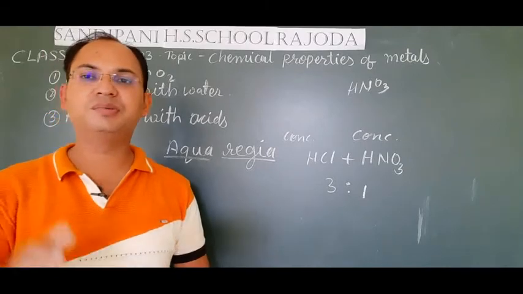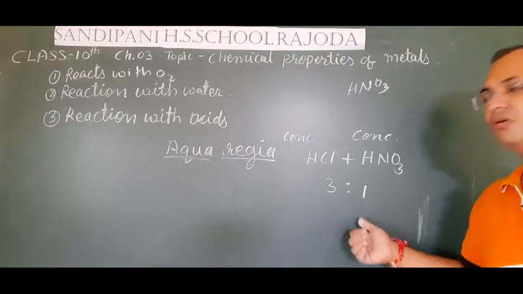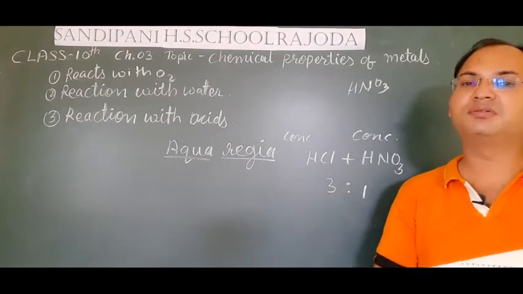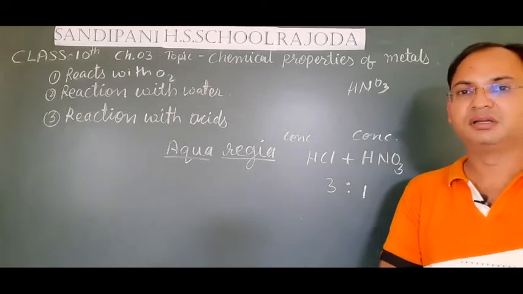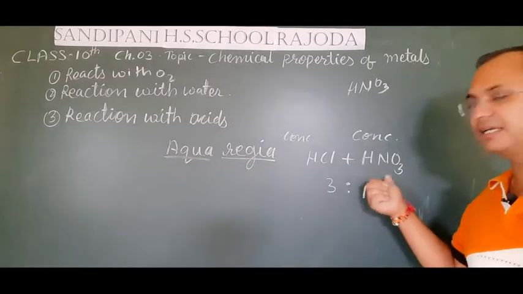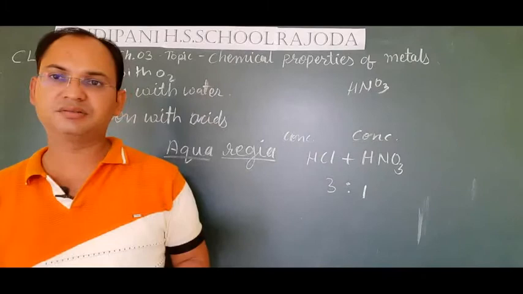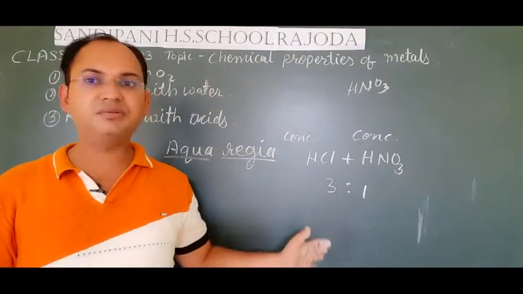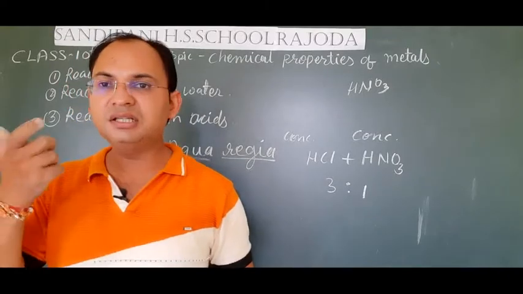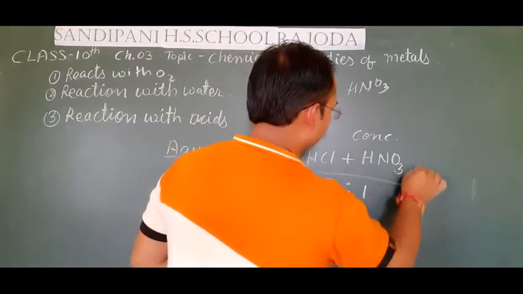And students, you will be surprised to know that this aqua regia can dissolve gold and platinum metal. It can react with gold and platinum metal. But neither hydrochloric acid nor nitric acid can separately react with these metals. But whenever they combine together, they can easily react with gold as well as platinum, which are the least reactive ones. So that means their power gets increased.